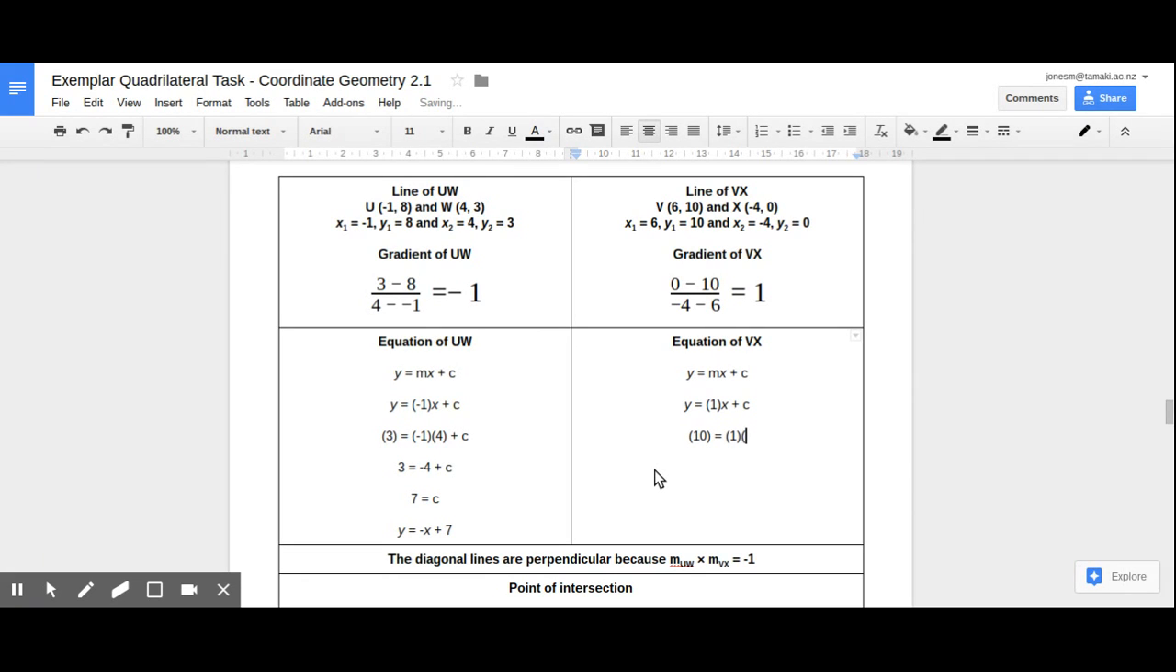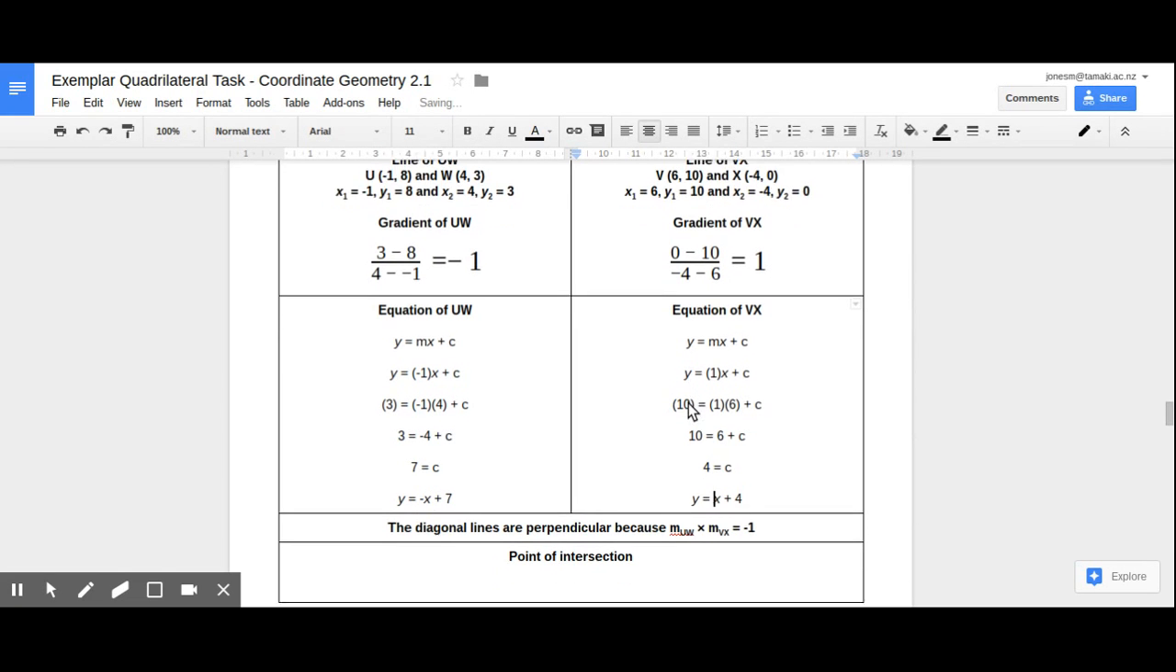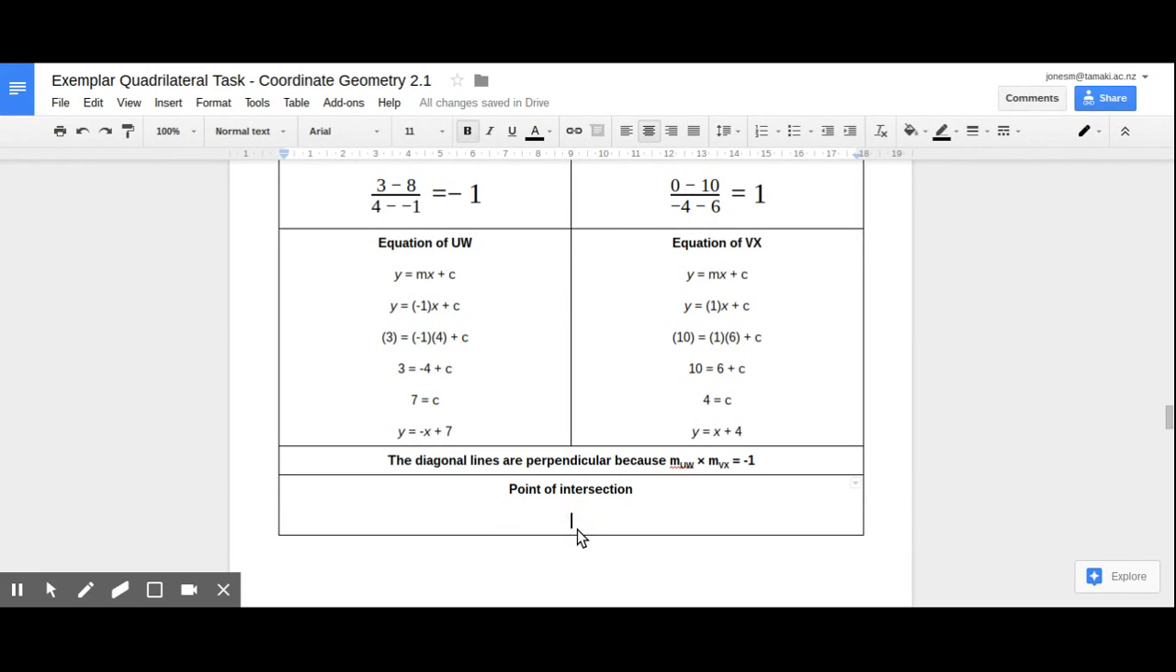Our x1 is 6 plus c. So when we work that out, we have 6 plus c, because we're just multiplying 1 by 6 there. And then what we're going to do is subtract 6 from both sides. So we have 4 equals c, which means we have y equals m times x plus our y-intercept of c. So we just have y equals x plus 4 as our equation of the line.